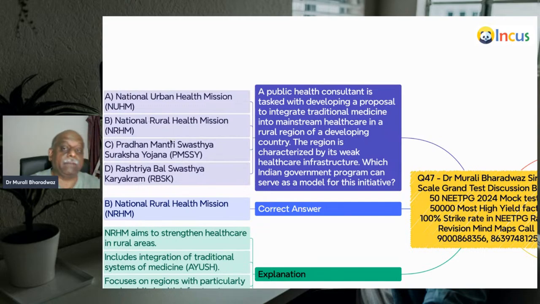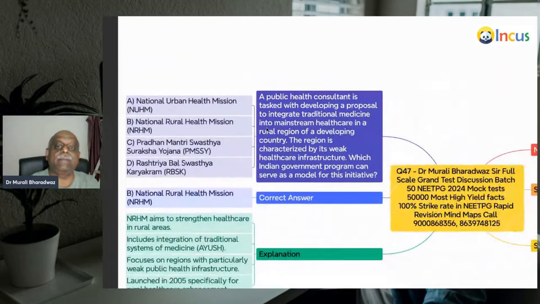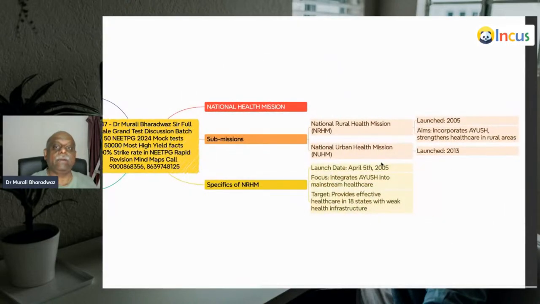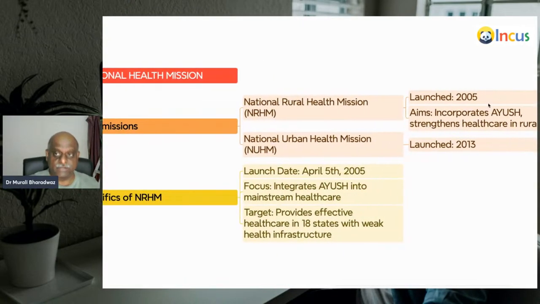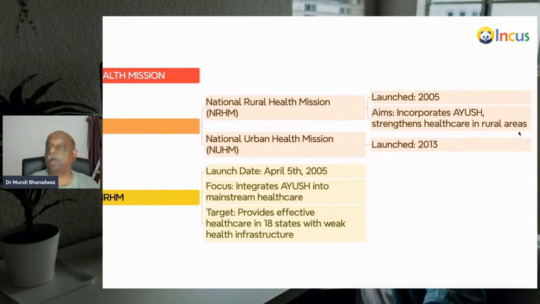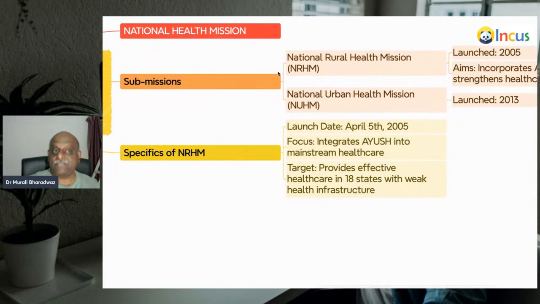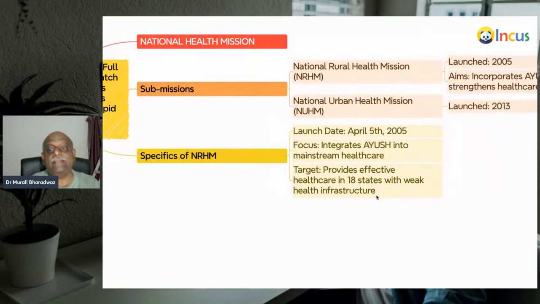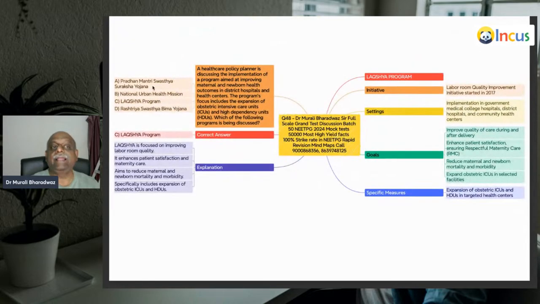A public health consultant is delivering a proposal to integrate traditional medicine into the mainstream in a rural area. So he needs to approach the National Rural Health Mission. The National Rural Health Mission was launched in 2005 and aims to incorporate Ayush and strengthen healthcare in rural areas, is what you have to basically remember. Now, if you look at the specifics of the National Rural Health Mission, it provides effective healthcare in 18 states which have a weak healthcare infrastructure.